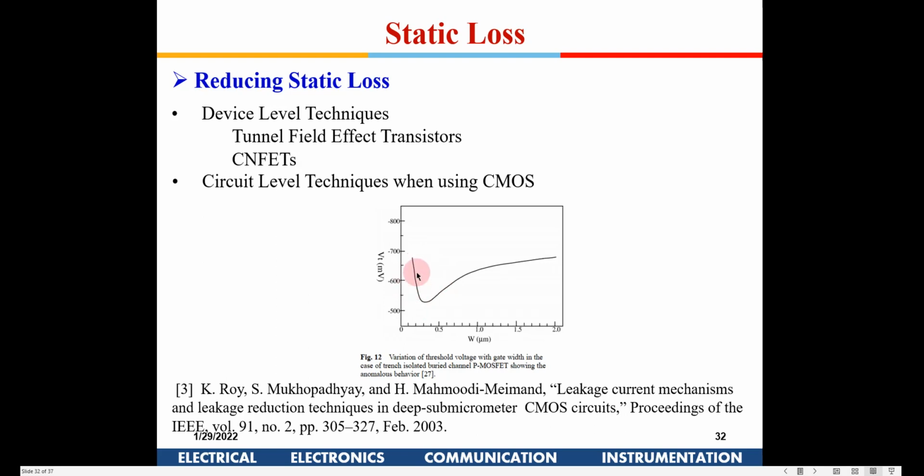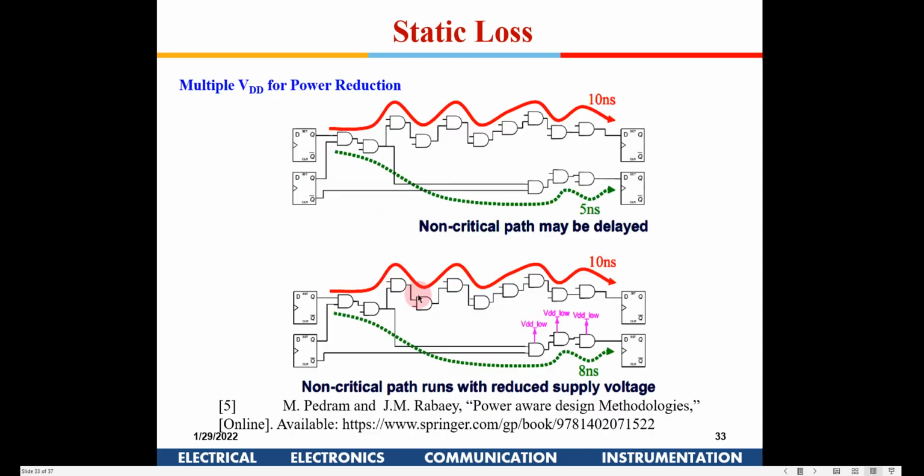Okay, so this is just in case you don't have any switching activity at all. If you have some circuit which lies idle for most of the time, then probably you can use a transistor with a slightly higher width. Now there are other ways also to reduce the static loss.